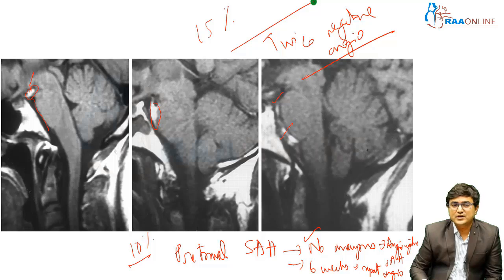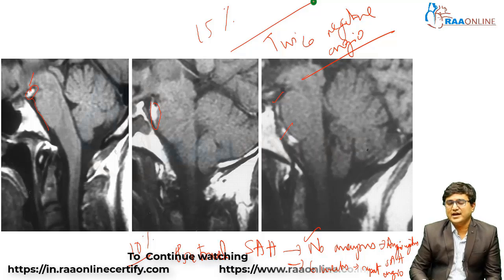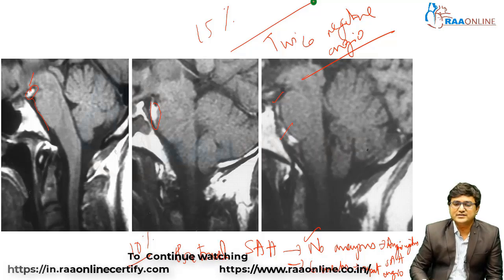caused this subarachnoid hemorrhage. Generally, veins are not present in the subarachnoid space. So, it is some arachnoid rent which had allowed the blood to go inside, but nobody is sure why these pretruncal SAH happen.